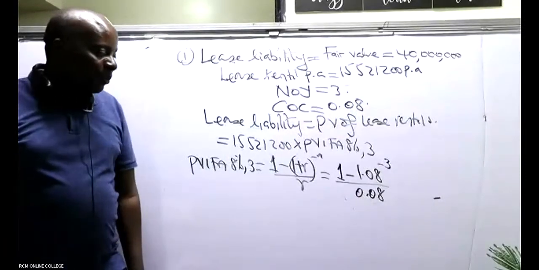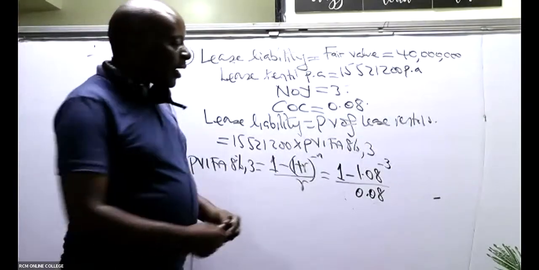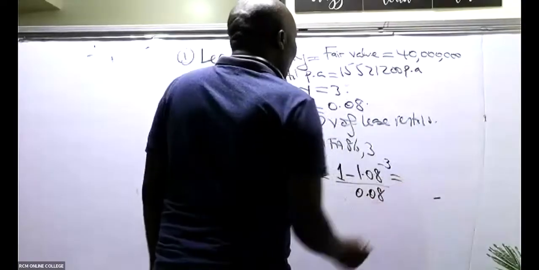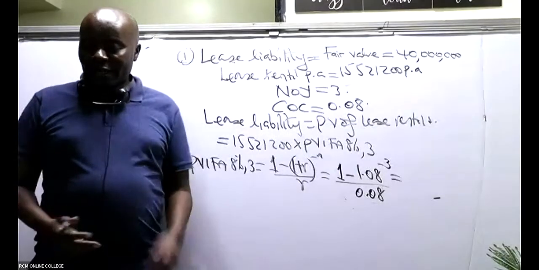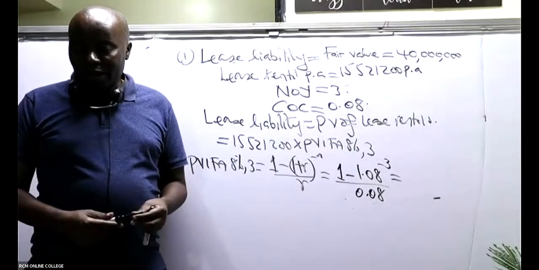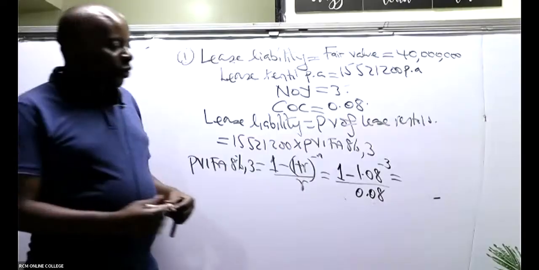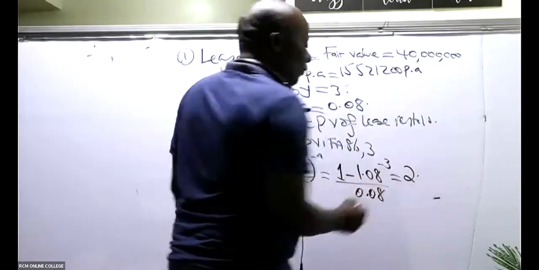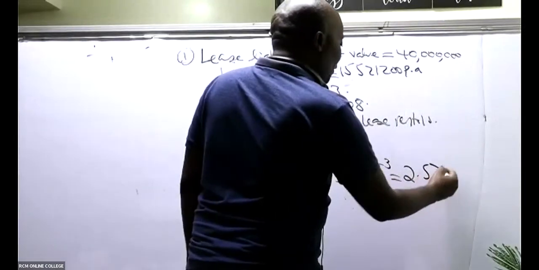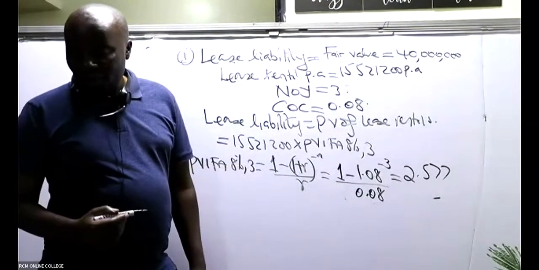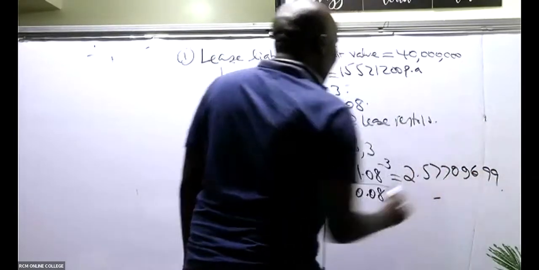Is somebody able to give me this PV factor? 2.5771. Can you kindly try this time round to provide this figure in 8 decimal places? 2.577, 0.9698, 0.9699. Just like that. Thank you so much.